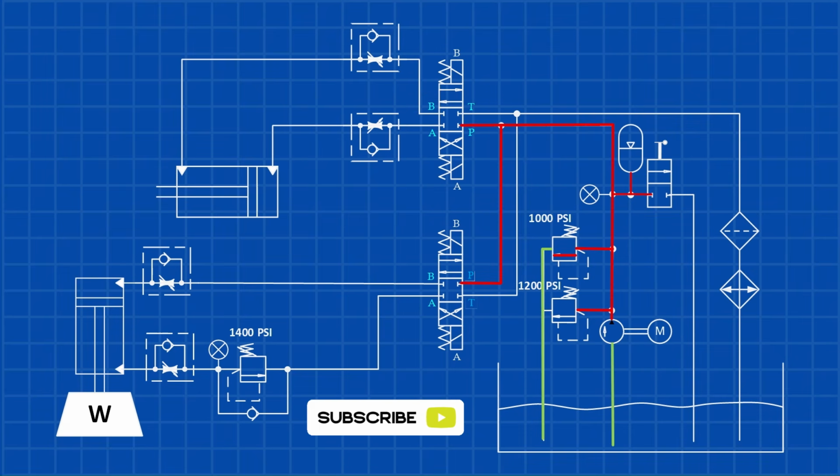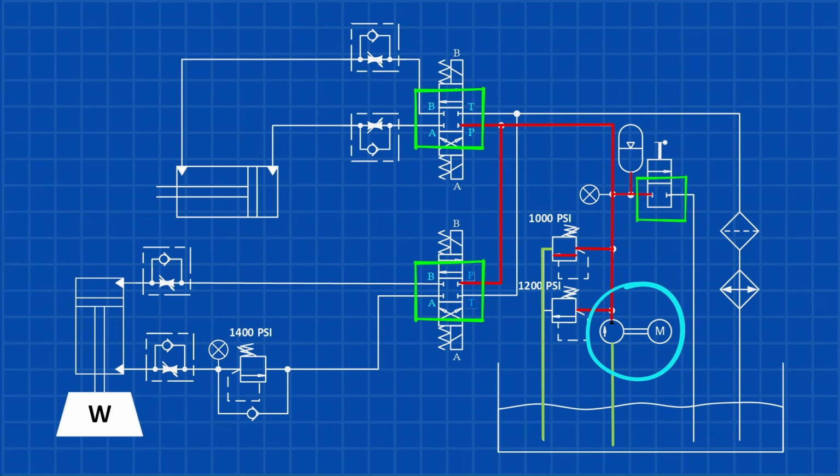The pressure lines are shown in red, while the suction and return lines are shown in green. With the valves in their normal, unenergized position, the cylinder ports are blocked. Since the pump is running, pressure rises until the relief valve opens, sending the oil back to the tank. In this example, the relief valve is set to 1000 psi.